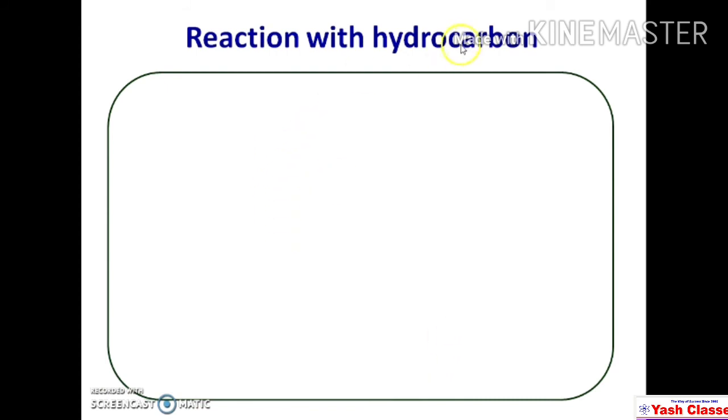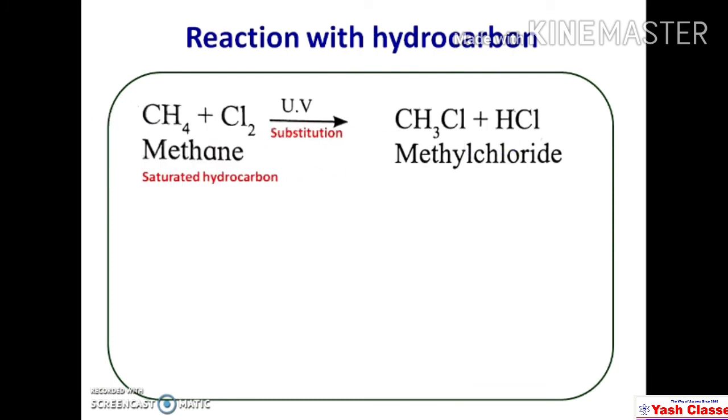Now, reaction of chlorine with hydrocarbon. So hydrocarbon may be saturated or unsaturated. Chlorine reacts with saturated hydrocarbon like methane, ethane, and there is a substitution of one or more hydrogen atoms of this hydrocarbon and we get alkyl halide.